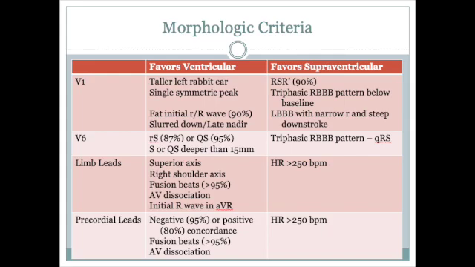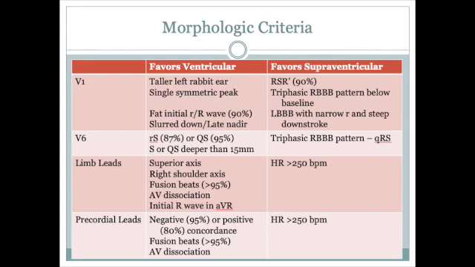So in V1, and in V1 only, a taller left rabbit ear favors a ventricular origin. What we're talking about is an R prime or an R with a slur on it, where the left rabbit ear is the taller waveform compared to the right. That favors a ventricular origin. Notice that the taller right rabbit ear isn't on the supraventricular side.